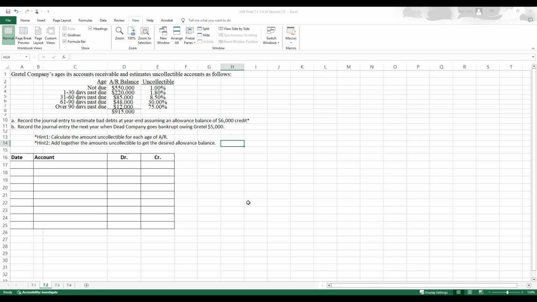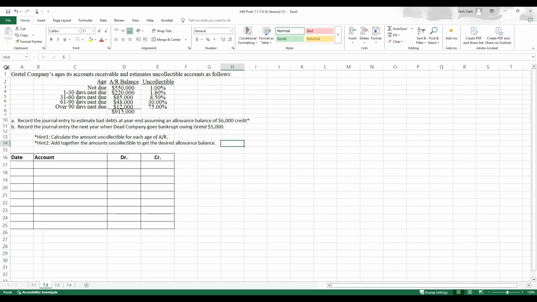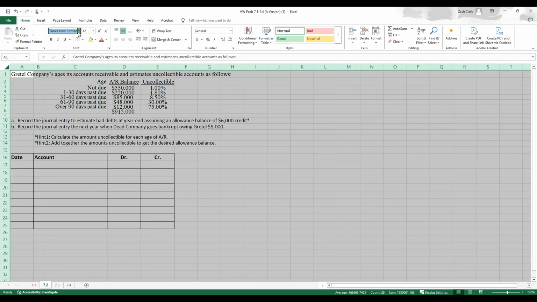All right, everybody. In this one, we're going to look at the 7.2 homework problem. And in this problem, we do have some detail already given to us. I'm going to do one thing just because I am picky.